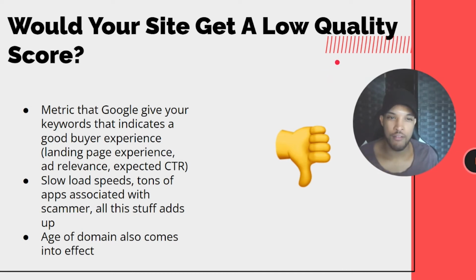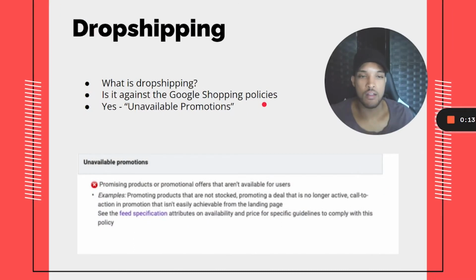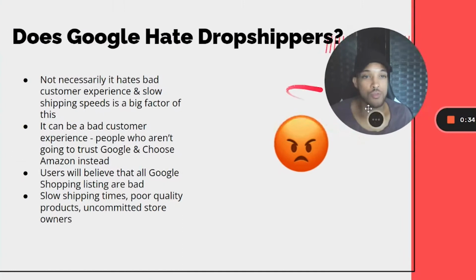It's many different factors. Specifically, this is how Google categorizes drop shipping. Essentially, promoting products that are not stocked. So technically, it is banned, but there's certain ways to go about it. Google doesn't know that it's not stocked because they can't actually be in your warehouse or anything like that. It's mostly about shipping times and customer experience. So that should be your main focus if you are being a drop shipper. So does Google hate drop shippers? Not necessarily. It really hates bad customer experience and slow shipping time. This is the biggest factor.